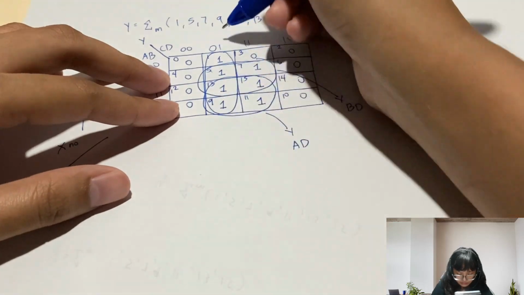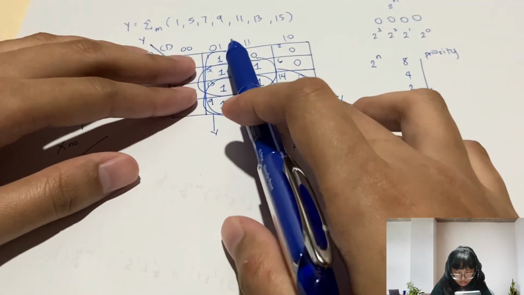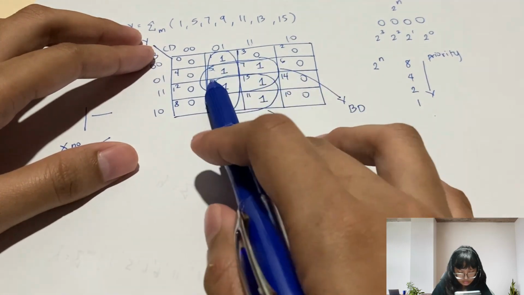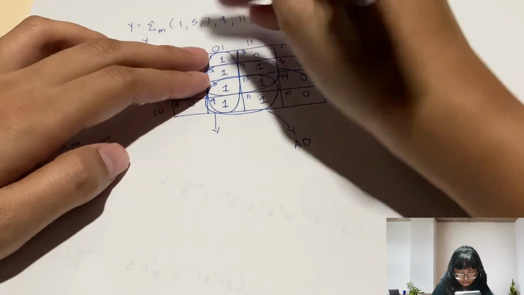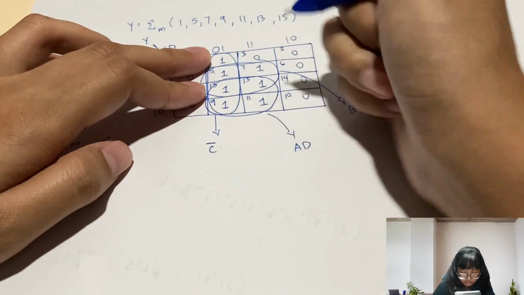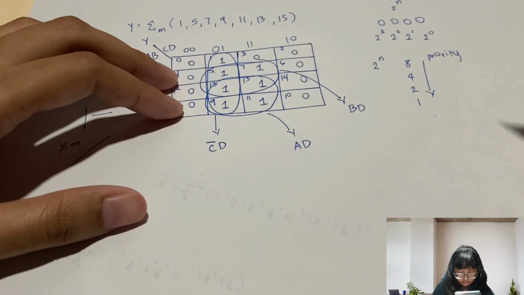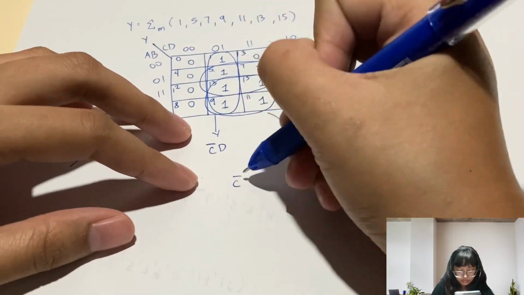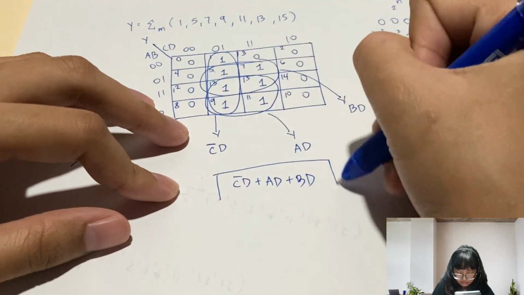Tapos, ang last naman, ito, itong nag-iisa. Bali, ang mangyayari, kasi wala siyang ibang ka-row. Tingin lang tayo dito sa column. So, ang C natin, magkakaroon ng bar kasi 0 siya. Tapos, since may 1 pa dito, ito na yung D. So, ang final answer natin sa SOP expression, C'D plus AD plus BD.